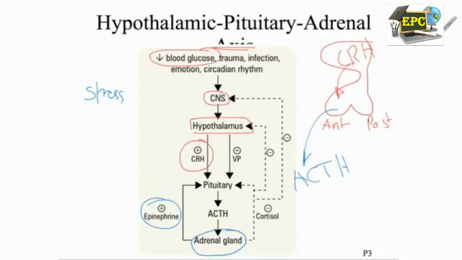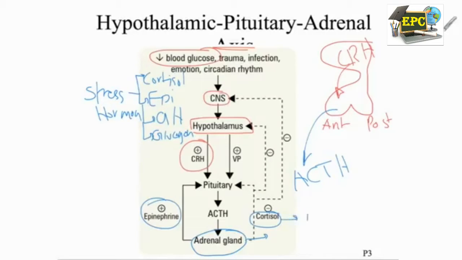So the stress hormones are cortisol, epinephrine, and also growth hormone and glucagon. And if we already achieved our goal of increasing blood glucose, with the adrenal gland already stimulated, it will release cortisol. Cortisol here would go and increase glucose synthesis and also the mobilization of energy storage. So we would increase the glucose.